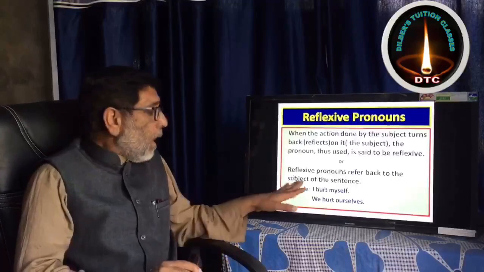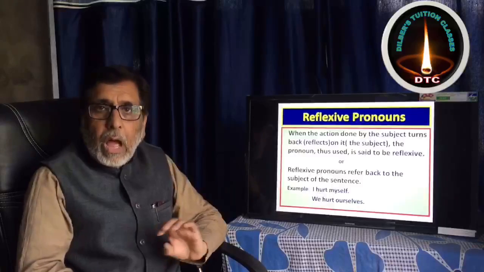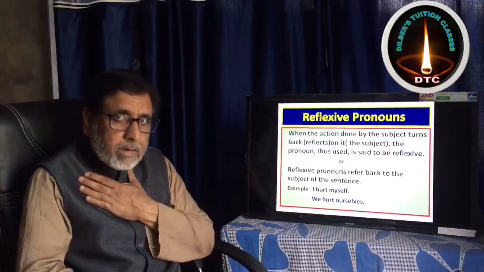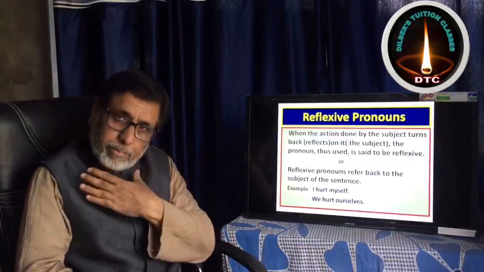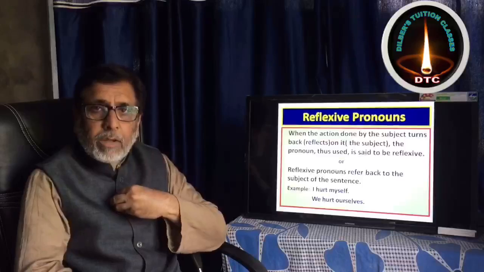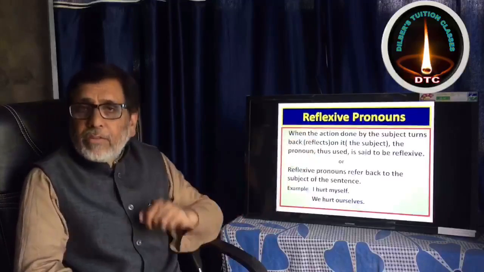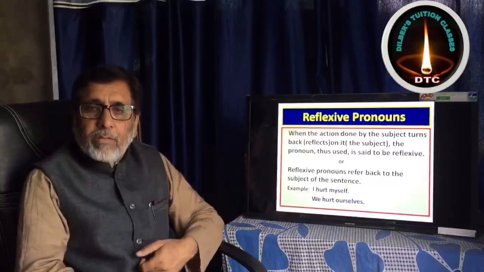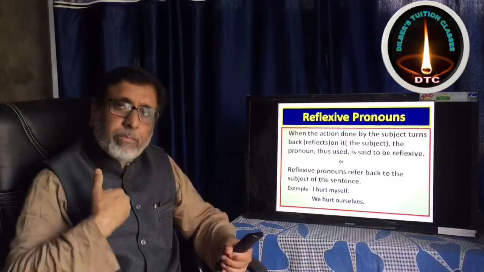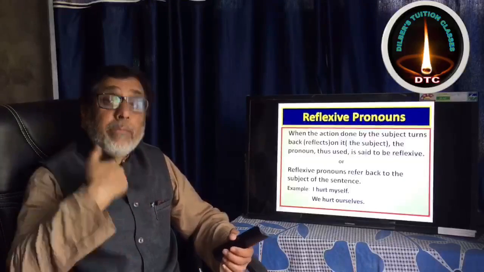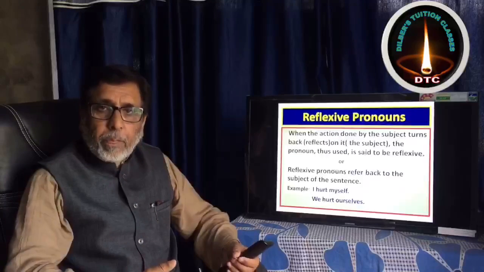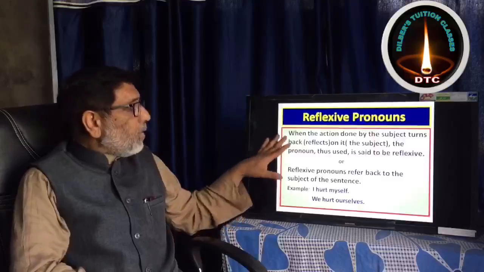For example, I hurt myself. I is the subject, hurt is the verb, myself. It rebounded back to me. I hurt myself. We hurt ourselves. He talked to himself. He was talking to himself. Now this is a reflection.